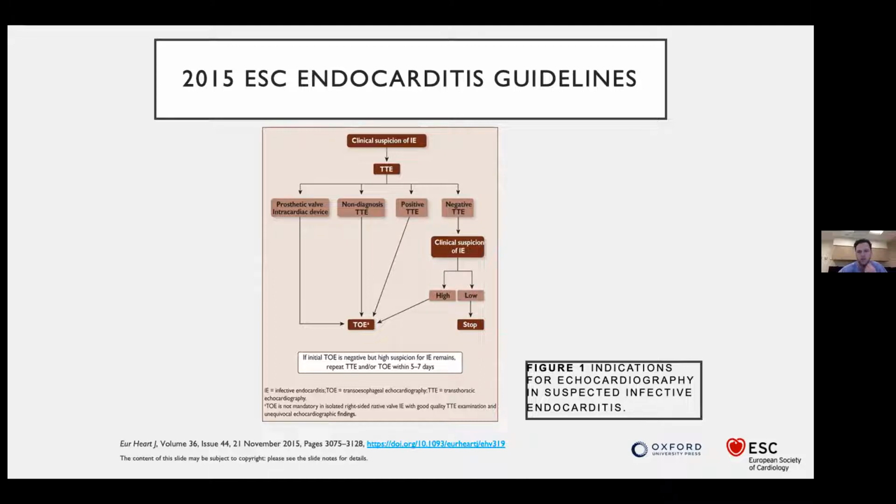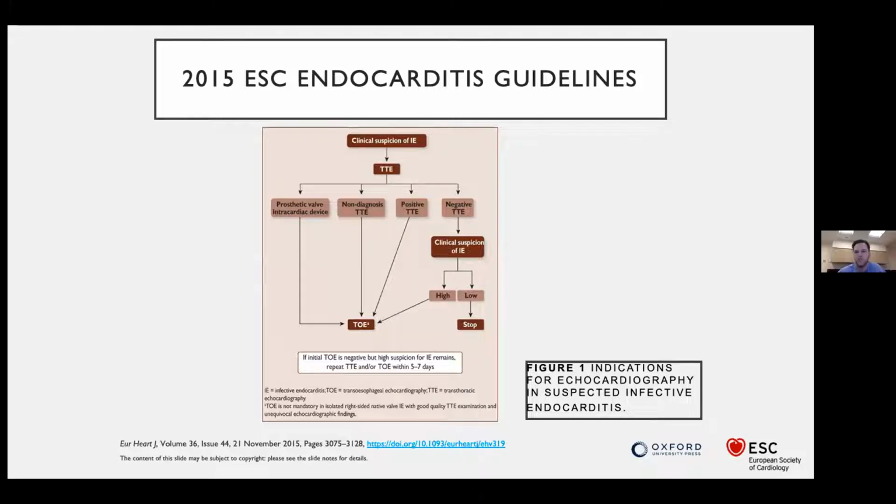But in general, I prefer the ESC approach, but depending on the clinical scenario, you can probably choose to apply either algorithm. And then finally, if the TTE is negative and clinical suspicion remains high, you should also move on to a TEE. So in the ESC guidelines here, really the only way to stop at a TTE for suspicion of infective endocarditis is if the TTE is negative and clinical suspicion is relatively low.